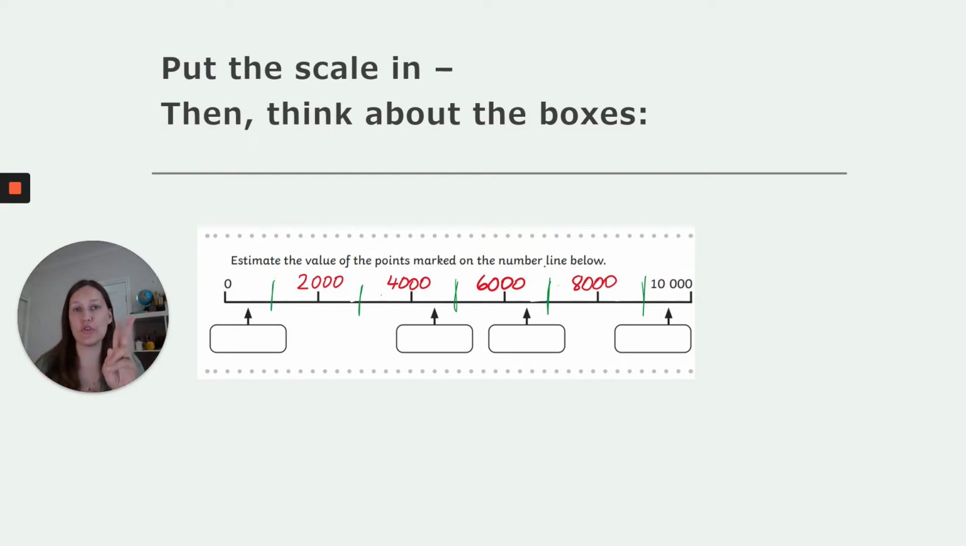So half of 2, 2, half, 1, 1, right? So 1,000 in each half. So this will be 1,000, 2,000. Another 1,000 will be 3,000, then 4,000, 5,000, 6,000, 7,000, 8,000, 9,000, and then to the 10. And just to make that really clear, I've drawn them on there in green as well.